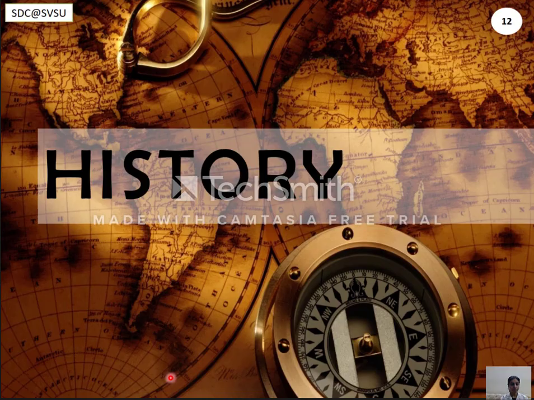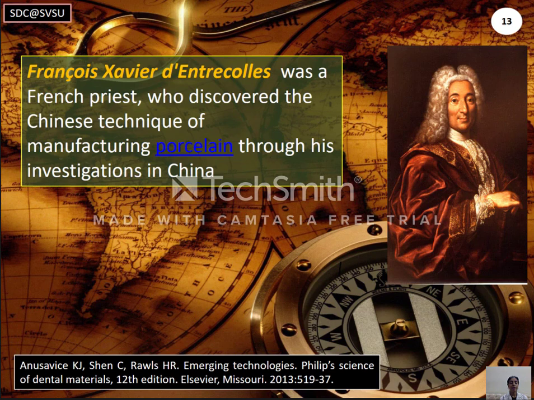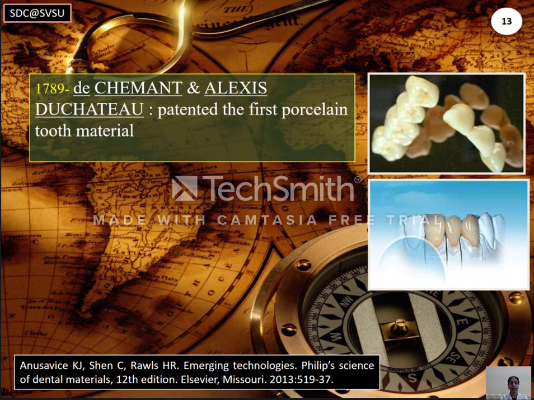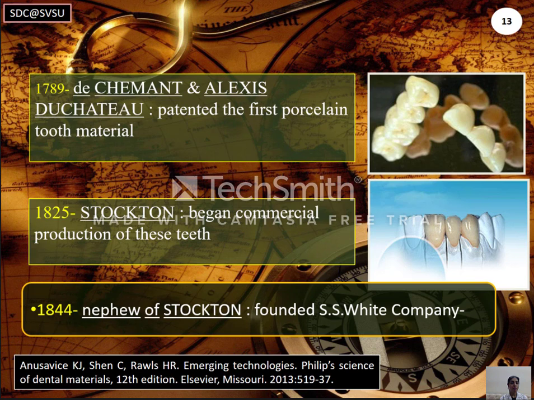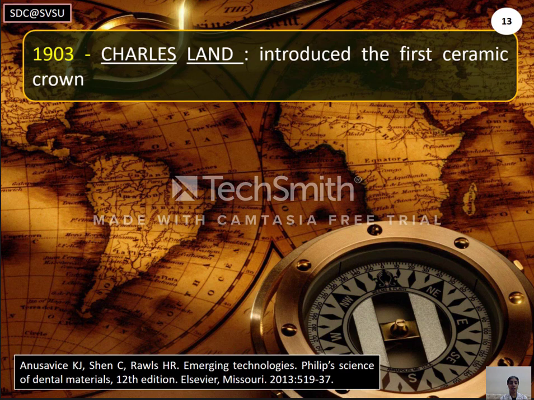Tracing back to the history, Francois Xavier was a French priest who discovered the Chinese technique of manufacturing porcelain. Then, in the year 1789, De Chemant and Alexis Duchateau patented the first porcelain tooth material. In 1825, Stockton began the commercial production of these teeth. In 1844, the nephew of Stockton founded the famous S.S. White Company. It was in the year 1903 that Charles Land introduced the first ceramic crown.